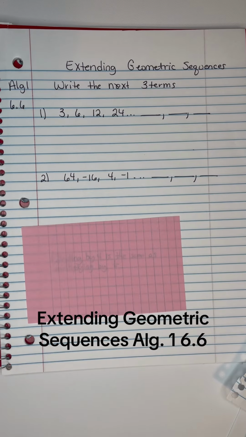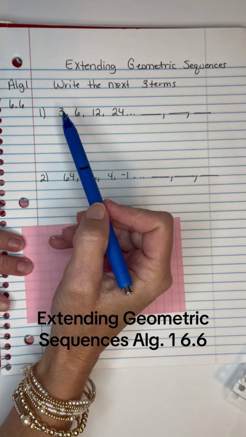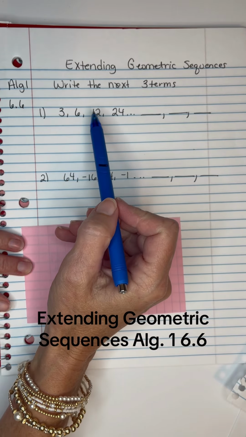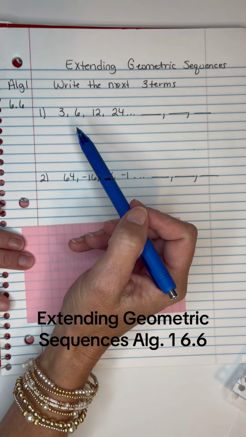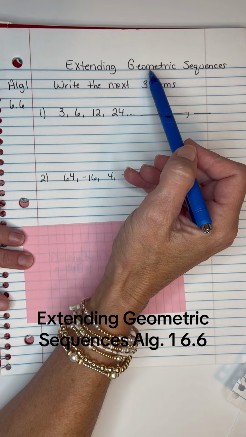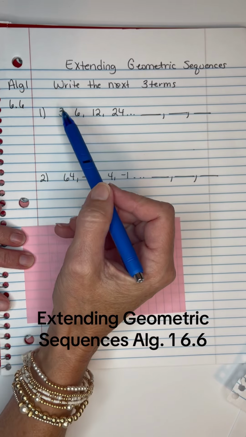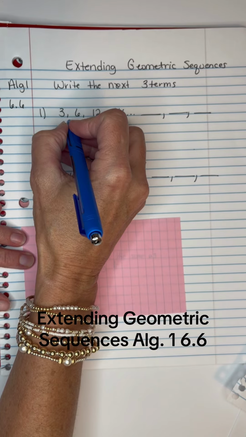Extending geometric sequences. We're going to be looking for the next three terms. We have 3, 6, 9, we have 3, 6, 12, 24. Okay, ask yourself, how do I get from 3 to 6? If it's talking about geometric, you know we're talking about multiplying by the common ratio. So what do I multiply 3 by to get to 6? Well, 2. It's times 2.